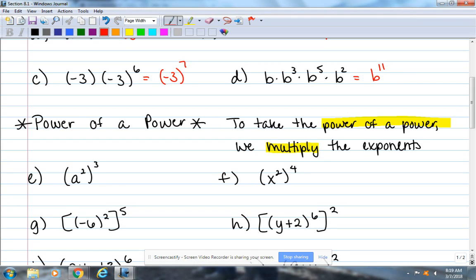So this is pretty simple. A squared to the third. What do you think that's going to be? A to the sixth power. That's it. You just multiply the two exponents. The next one says x squared to the fourth. And y'all, you're going to know when you have power of a power because you're going to see parentheses. X to the eighth. Very good.